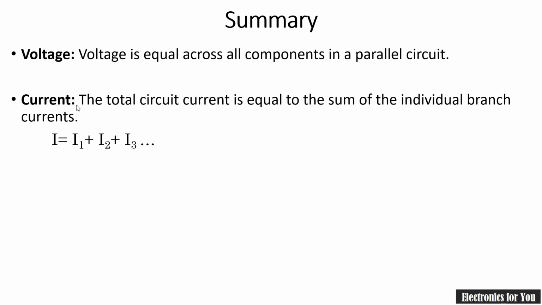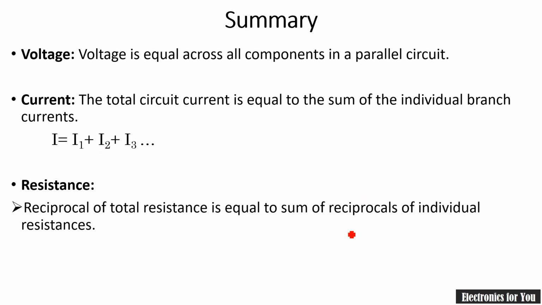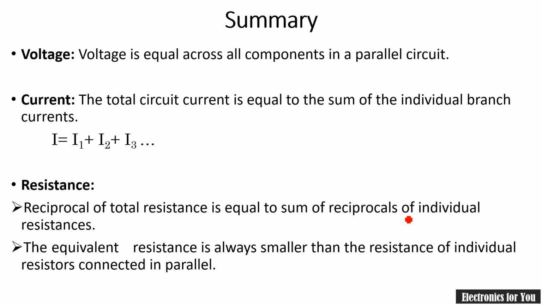So here let's have a summary. Voltage will remain constant across every resistor, the current will be equal to the sum of individual currents flowing through the branches in a parallel circuit, and the reciprocal of total resistance is equal to the sum of reciprocals of individual resistances. This is the conclusion. And again, this total resistance is always smaller than the resistance of the individual resistors connected in parallel. It may be smaller, or sometimes it may be equal if the same values of resistances are there.